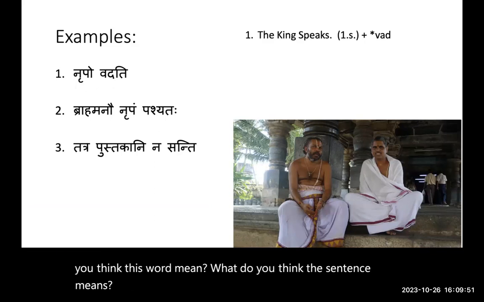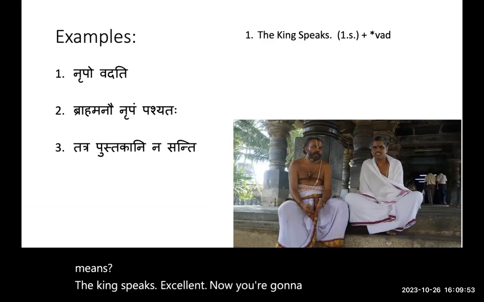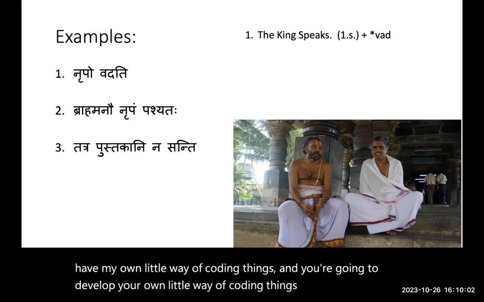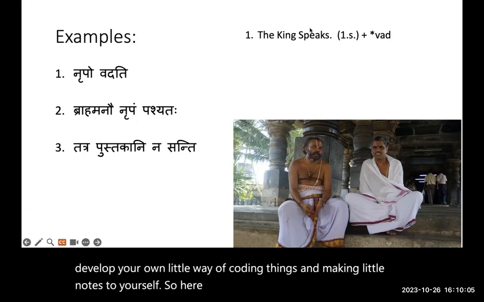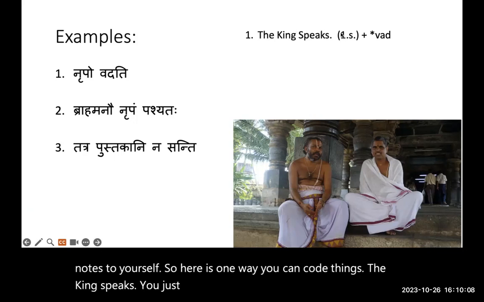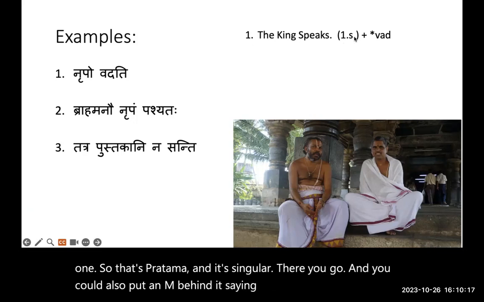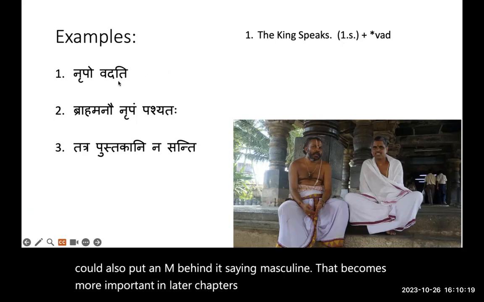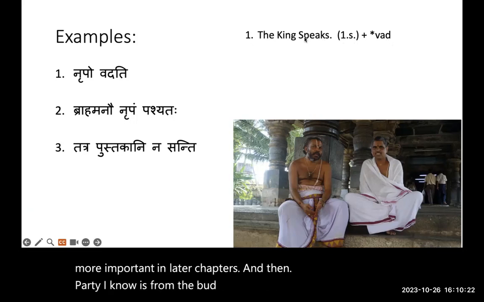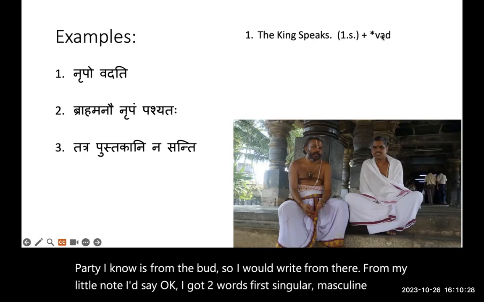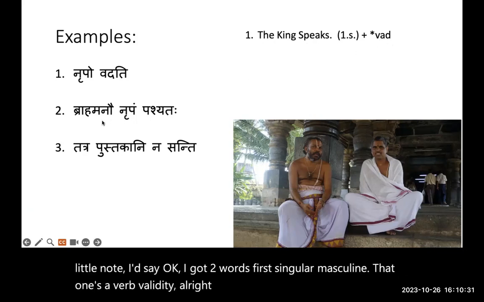The king speaks. Excellent. Now, you're going to start noticing that I have my own little way of coding things, and you're going to develop your own little way of making notes to yourself. So here is one way you can code things. The king speaks. You just write that out, and then afterward you put one. So that's pratama, and it's singular. You could also put an M behind it saying masculine. That becomes more important in later chapters. And then vadati I know is from the root vad. So I'd write: first word, singular masculine; second word, a verb, vadati. All right.